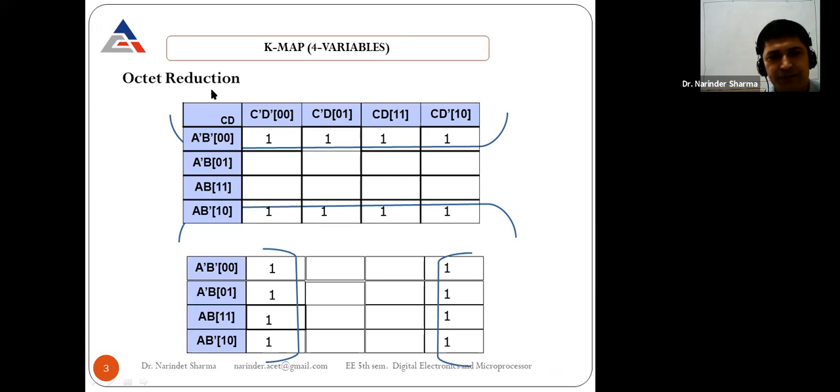Octet reduction. You can see from the screen that octet means 8 elements are being paired. Here you can see that 4 ones are this, 4 ones, these can be folded together. Similarly, this is horizontally folded, this is vertically folded. This is the octet.